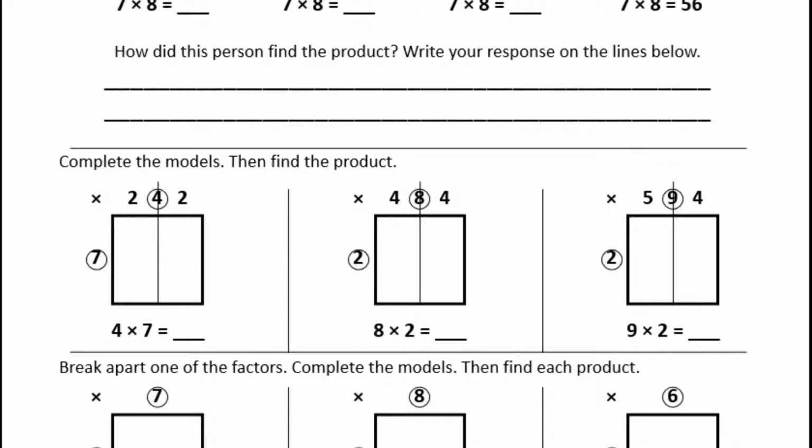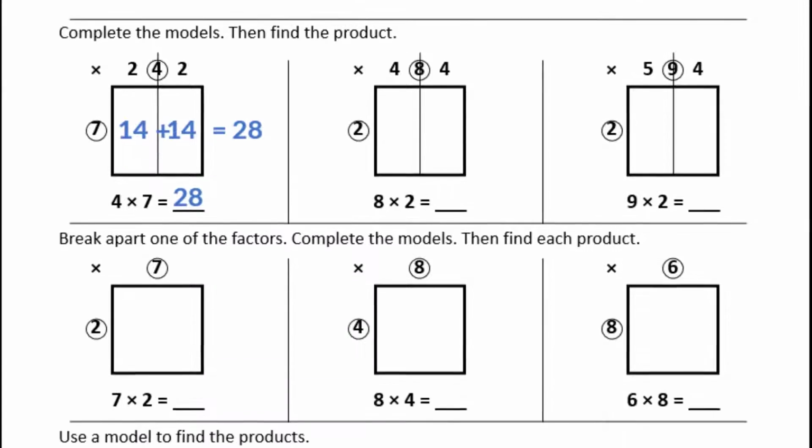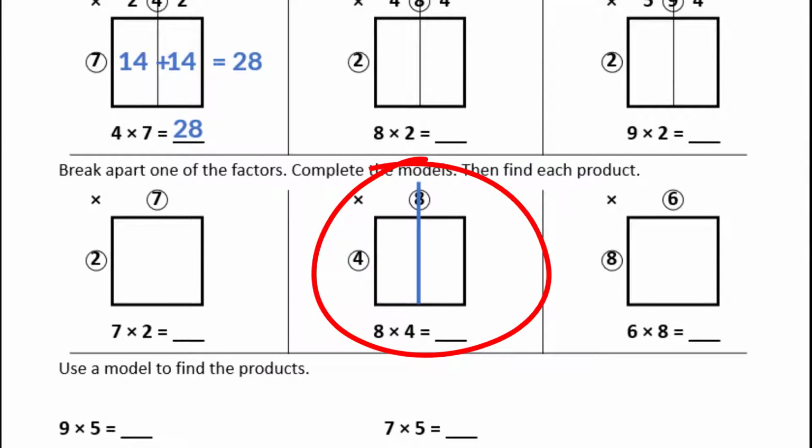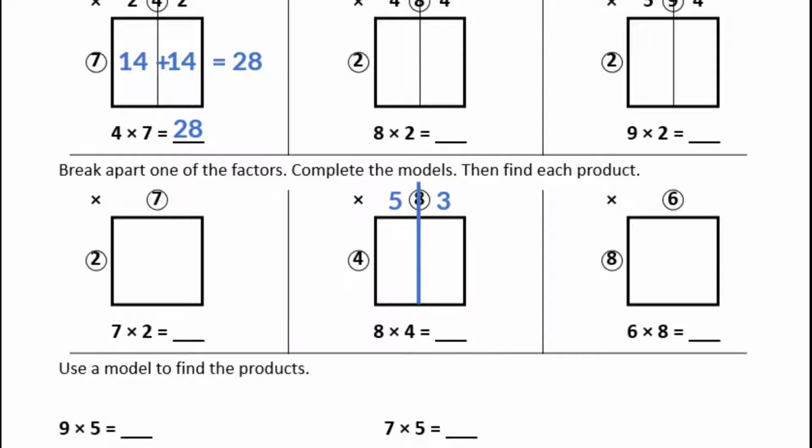There'll be more examples on the page-specific video, but in this case, you can see that the number 4 has been broken apart into 2 plus 2, 7 times 2 is 14, 7 times 2 is 14, and added together, the total is 28. Students will break apart one of the factors, they will complete the models, and then they will find the product. Because students have choice, a student might choose to break the 8 apart into 5 plus 3 instead of 4 plus 4, and then to work from that point.